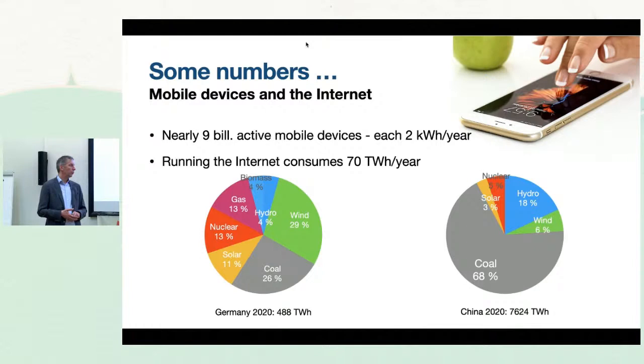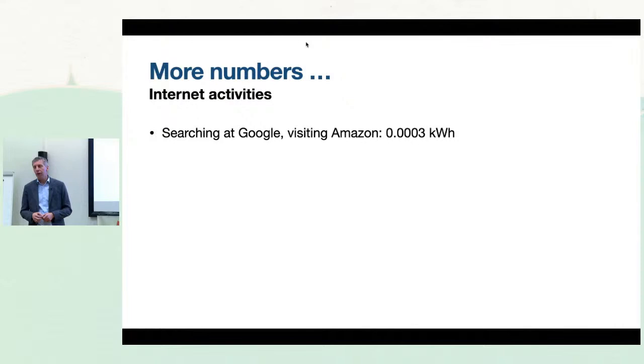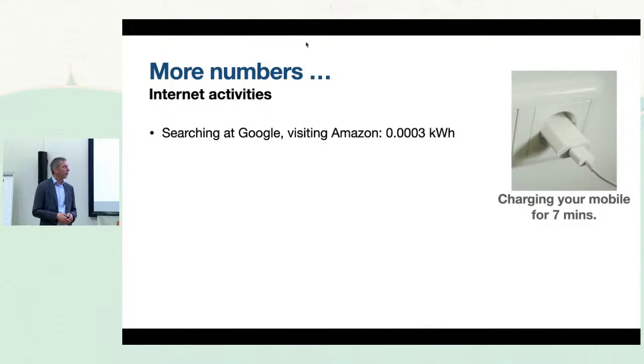If we compare this, for example, with China, one of the biggest energy producers, they produced last year 7,600 terawatt hours. But the problem here is that most of it is still from coal, and that is a big issue here. I have more numbers, sorry for that, but let's look at some activities. So visiting Google or visiting Amazon takes 0.0003 kilowatt hours. This is approximately the same as charging your mobile for 7 minutes from a USB connector.